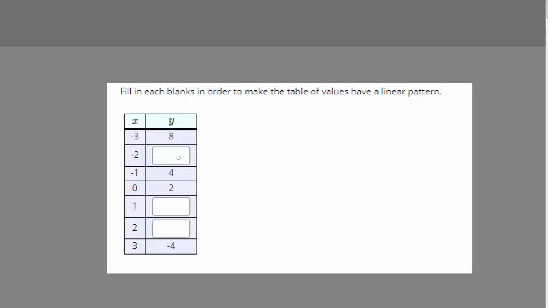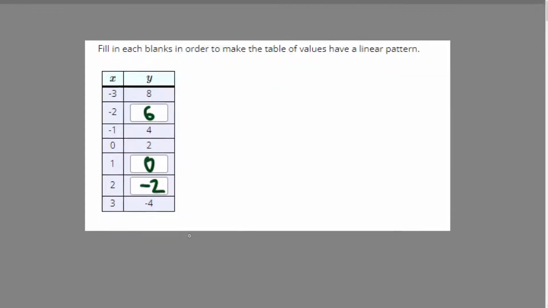We can try it. Let's see. So 8 minus 2 is 6. 2 minus 2 is 0. 0 minus 2 is equal to negative 2, and then 4. And it looks like that pattern works, right? So that's that question.